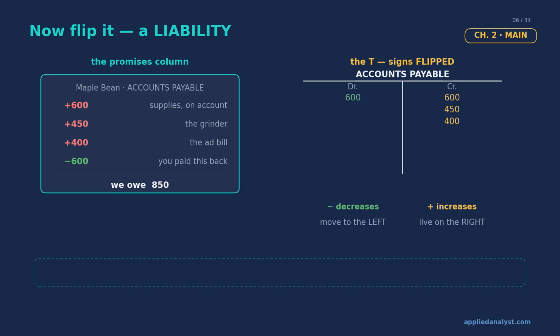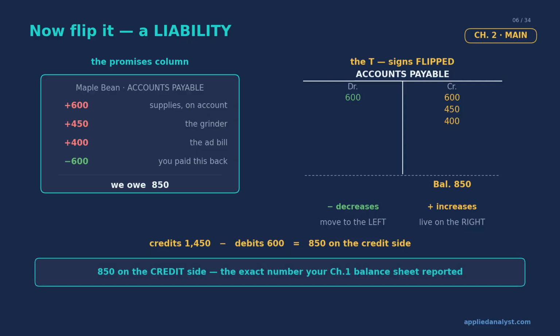Credits total $1,450, debits total $600. Balance $850. On the credit side this time, because credits won, and that $850 should look familiar. It's the exact accounts payable number your balance sheet reported in Chapter 1. Own this little T. Every account in accounting is just one of these, filling up on both sides. And if that landed, notice what just happened. I didn't teach you a new fact. You reread one you already owned.